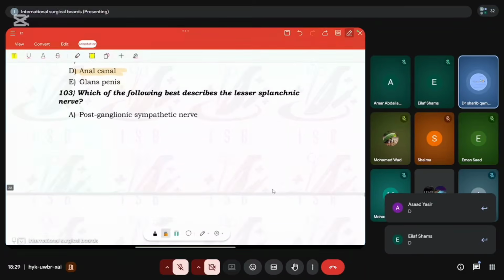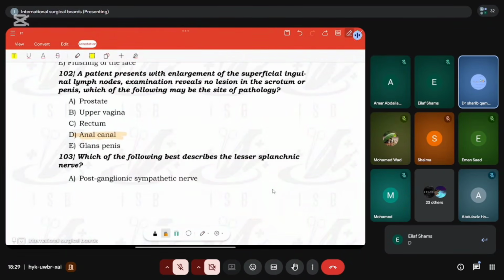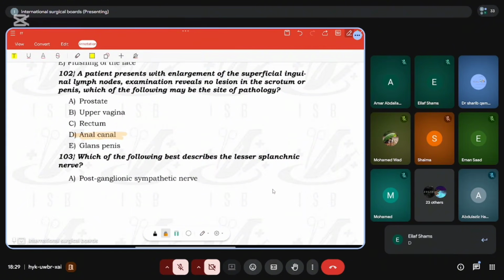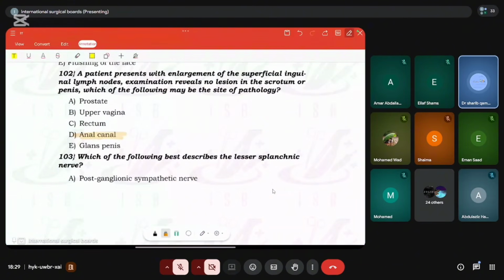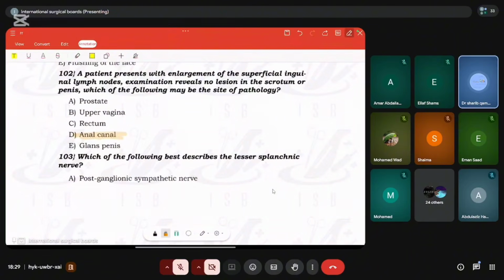Yeah. Good. Okay, let's see the next one. Can you tell me about the glans penis? It is deep inguinal, right? The glans penis. Yes, it's deep inguinal. And the upper vagina is also the same? No, upper vagina is not deep inguinal. It's internal iliac lymph nodes. So yeah, okay. All right.